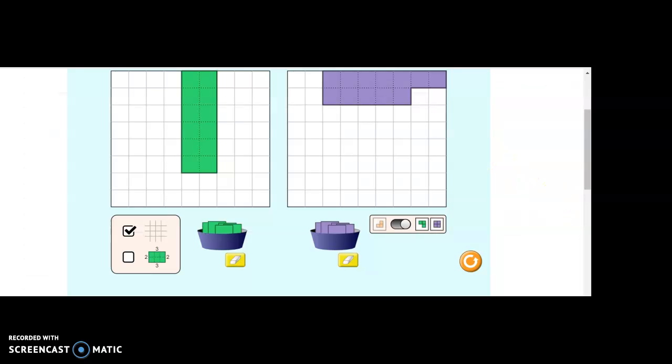This is a really neat math tool that you'll be able to use today during math class, where you can create your own figures and play around with different shapes and their areas.